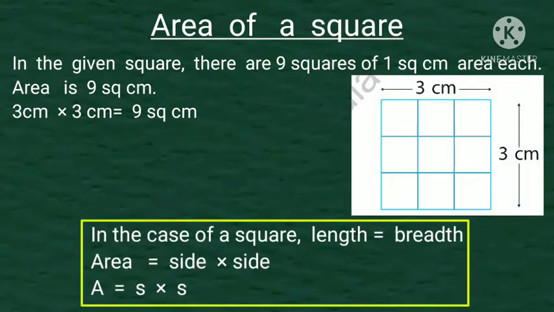In the case of a square, length is equal to breadth, that is 3 centimeter into 3 centimeter, 9 square centimeter. So the formula to find the area of a square: area is equal to side into side. Area of a square is equal to side square. A is equal to S into S.